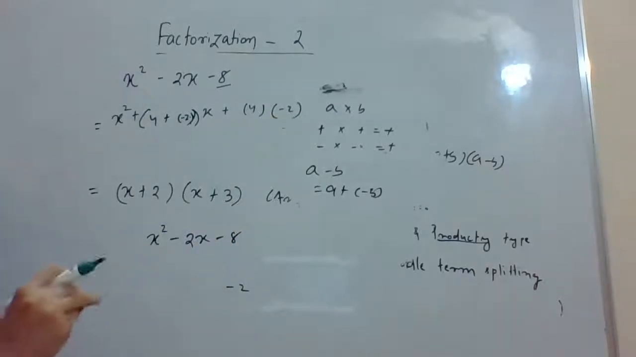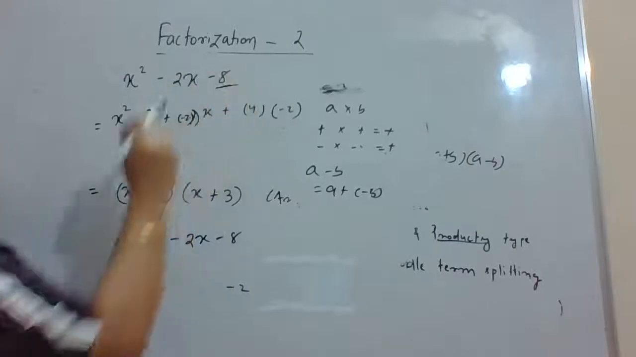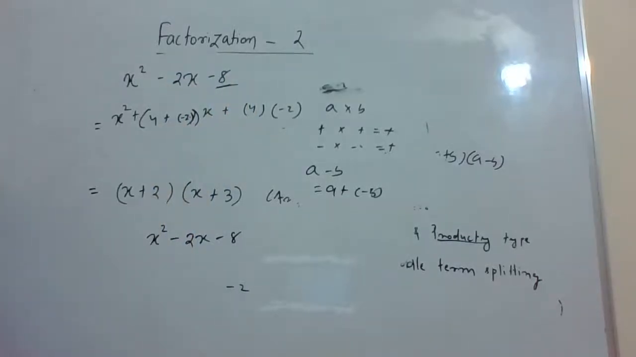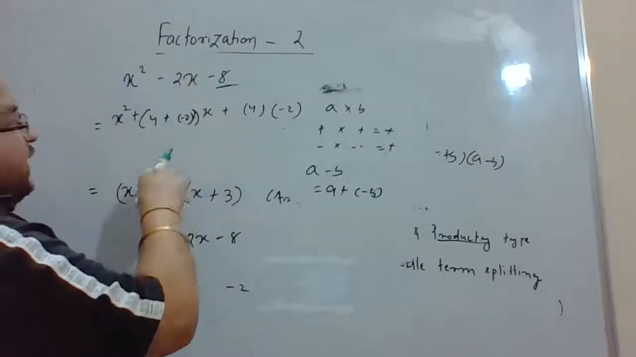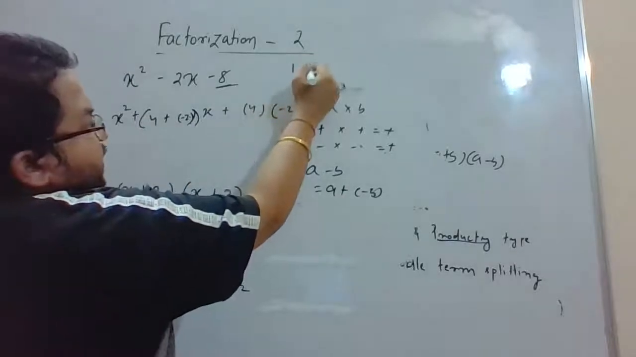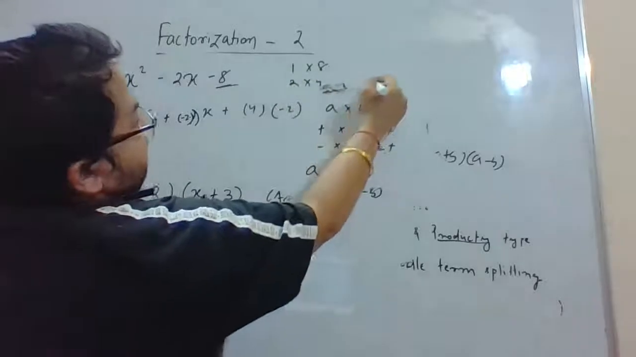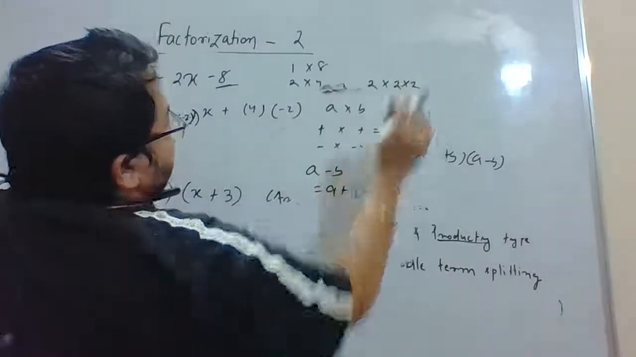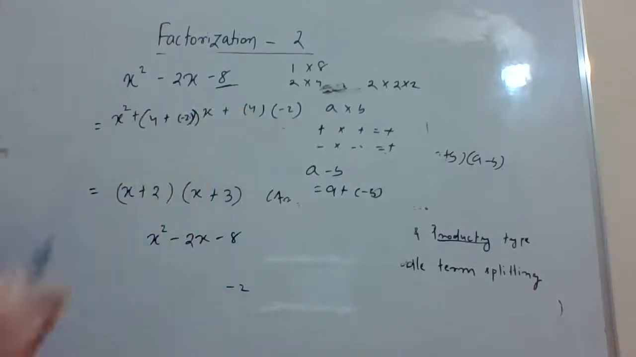So what we should notice here is, if this term is negative, then remember at least one of the terms must be negative. You should understand that when we are doing the factors of 8, it could be 1 into 8, it could be 2 into 4, it could be 2 into 2 into 2. So which one to take, right? So you should split it accordingly.